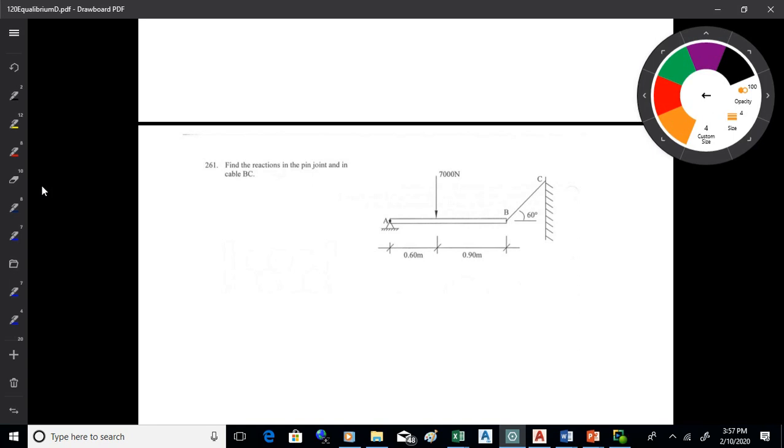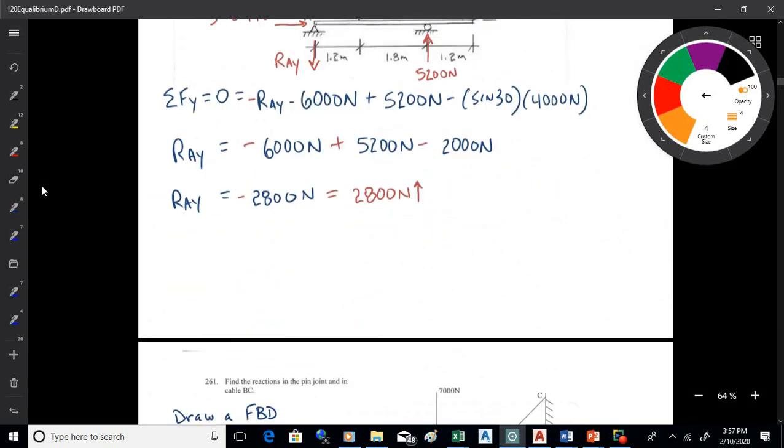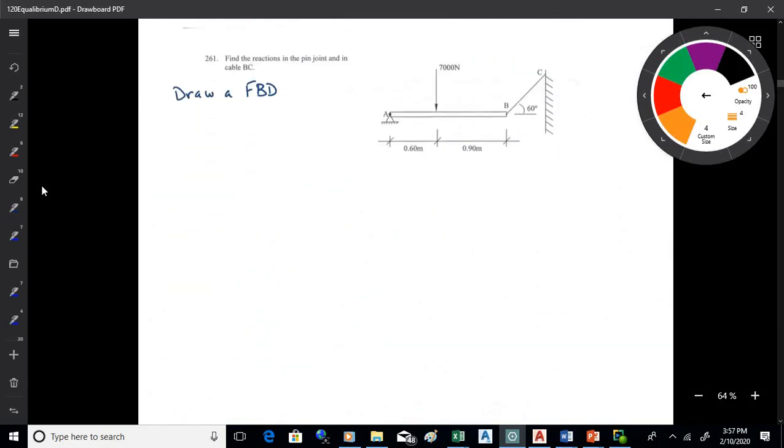So there it is. We've got a beam. We've got the 7,000 newtons acting down. We're ignoring the weight. We've got a couple of fittings there that are holding it up. So what's the first thing we do on these things? There we go. We always do that. So take literally a minute and turn that into a free body diagram.